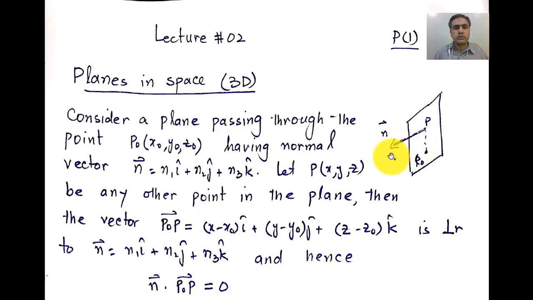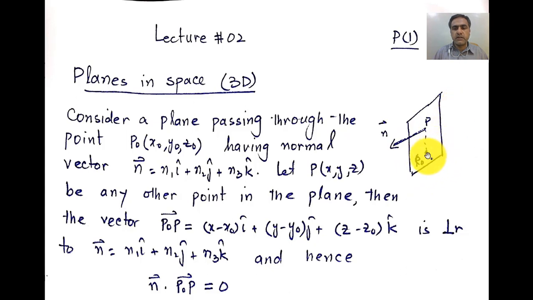Today is our lecture number 2, and today we are going to describe a linear system described by planes in space. So before moving to linear systems described by planes in space, we first describe what are planes in space. So a plane in space can be described by two objects.